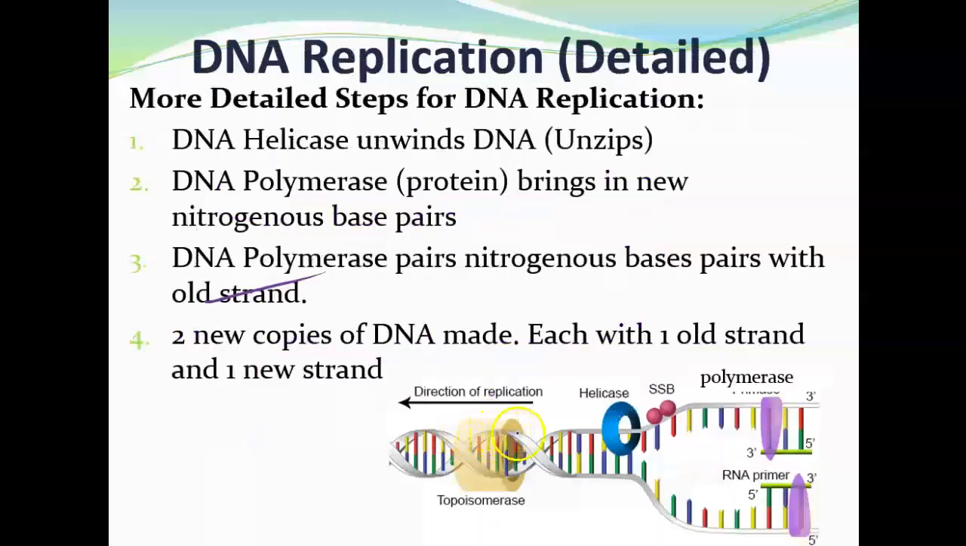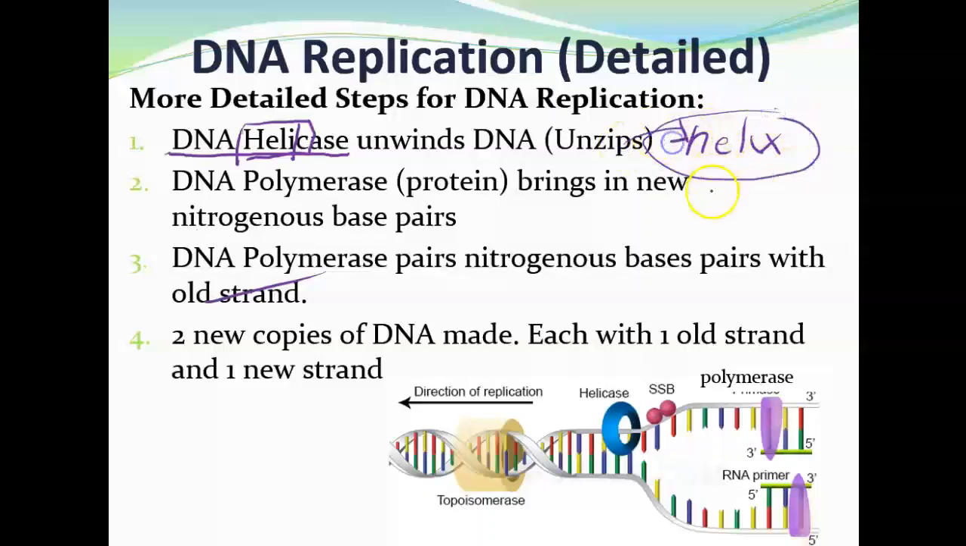DNA replication in detail. So what do you need to know for the test? You are for sure going to need to know some of these more important players like DNA helicase. Helicase is the one that unzips the helix. Look at this root word here, helicase, helix, right? So it takes the DNA double helix and unzips it. That's why it's a helicase.